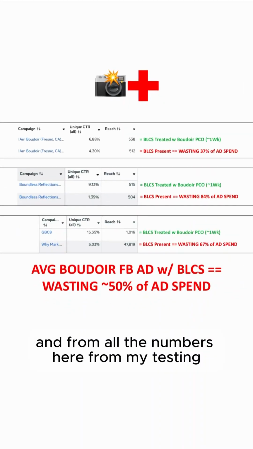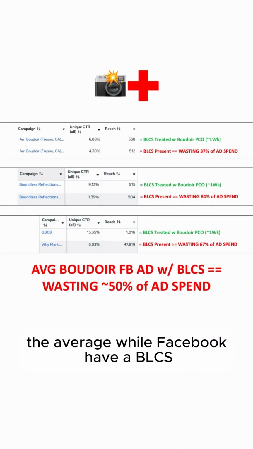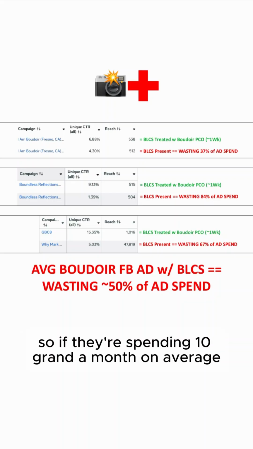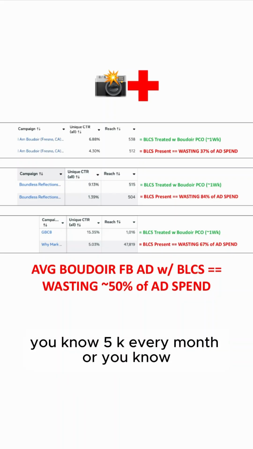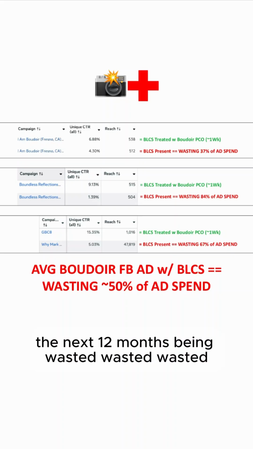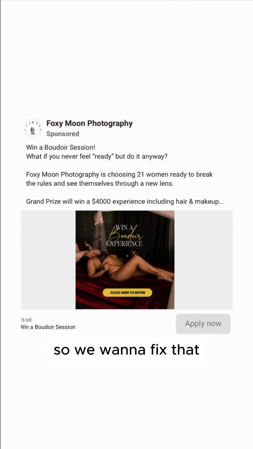And from all the numbers here from my testing, the average Boudoir Facebook ad with BLCS wastes approximately 50% of its ad spend, literally half going down the drain. So if they're spending 10 grand a month, on average, that's 5K every month, or approximately 60 grand over the next 12 months being wasted. So we want to fix that.